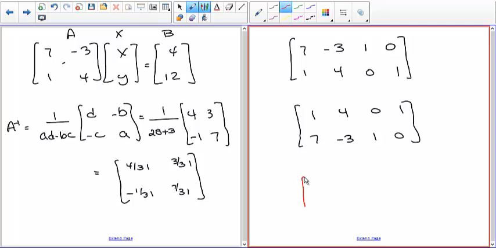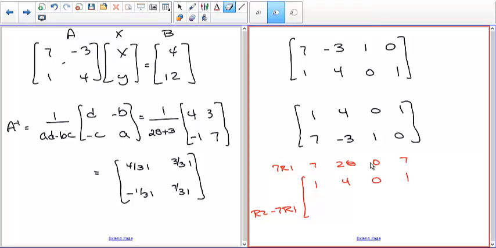So we're going to leave row 1 the same right now. And we're going to take row 2, and we're going to subtract 7 times row 1, because I need to get that to go to 0. So you take 7 times row 1. So here's row 1. So you get 7, 28, 0, 7. Okay, so we're going to take row 2, subtract 7 times that.